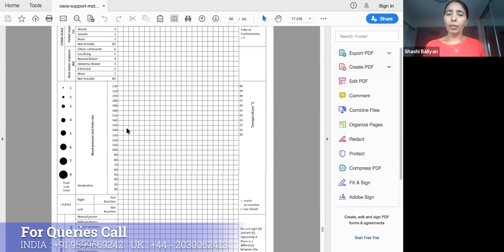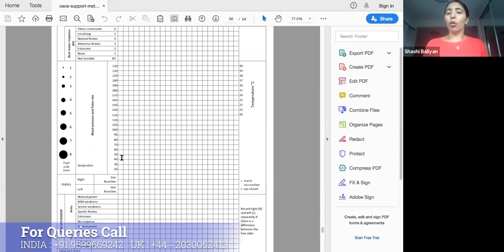The rest of the things are similar, but make sure that you understand that temperature over here is on this side, but you are going to mark it over here only. You're not going to mark the temperature over here. You are going to mark it on this side only, but you will see it from this side. So say if I'm writing blood pressure, I'm going to mark it with an arrow. And my temperature, if it is 38, I'm going to mark it over here as 38.